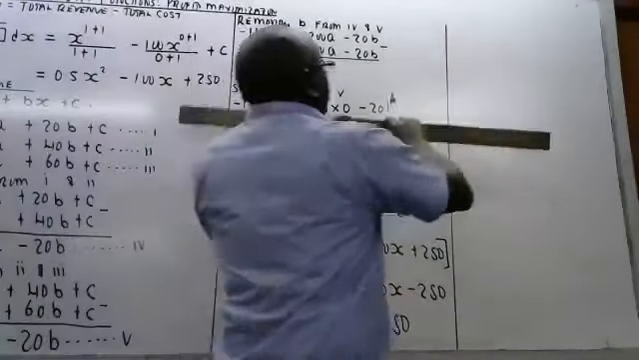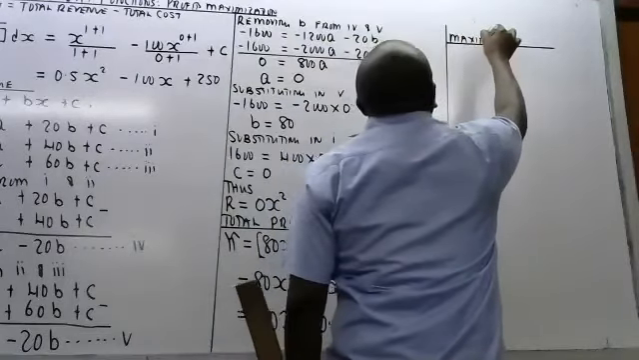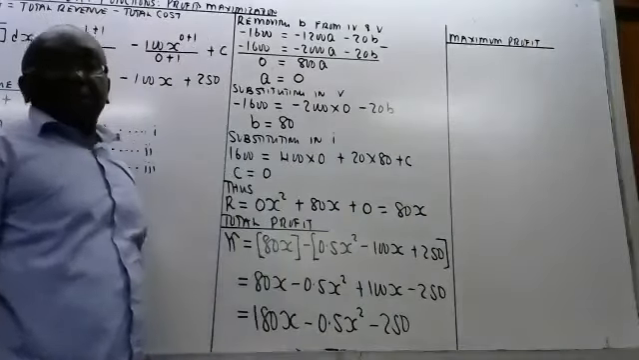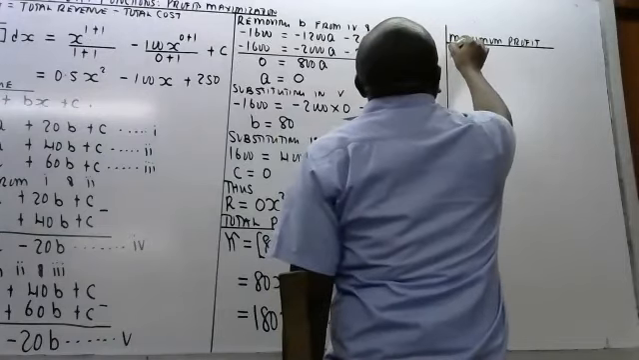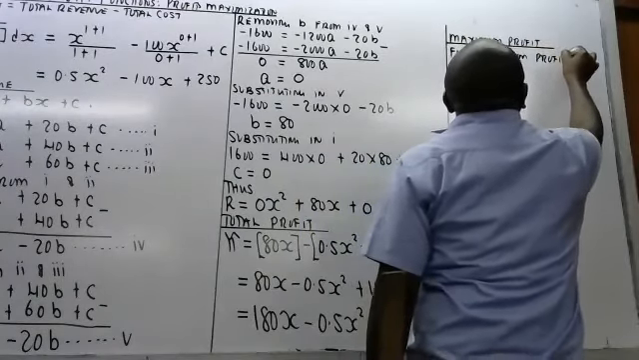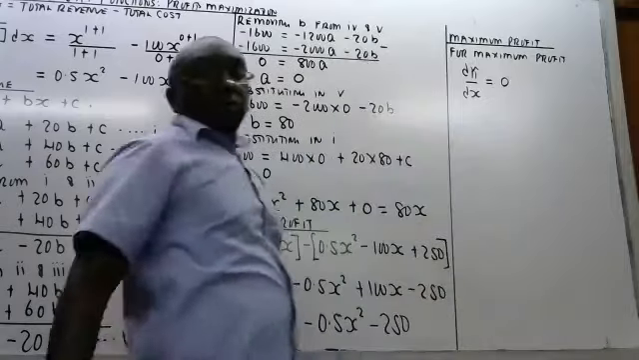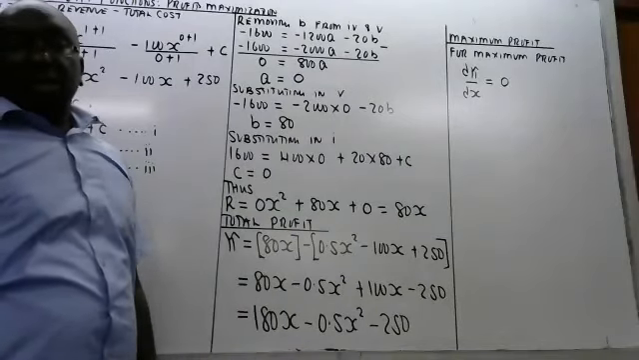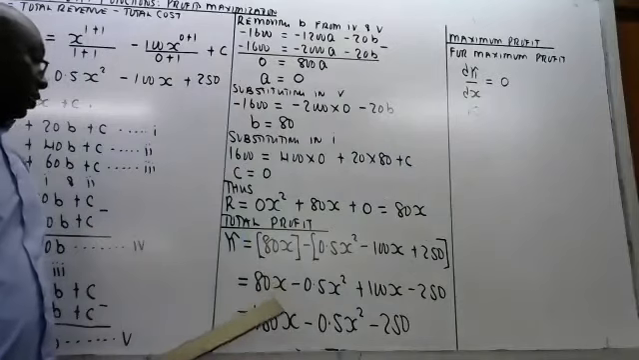So for maximum profits, we will say that the differential of pi with respect to x should always be equal to 0. That is, let us differentiate this one.